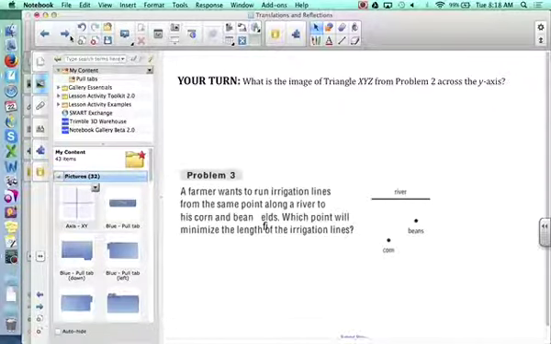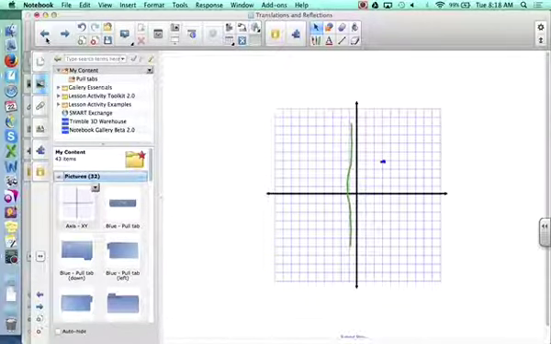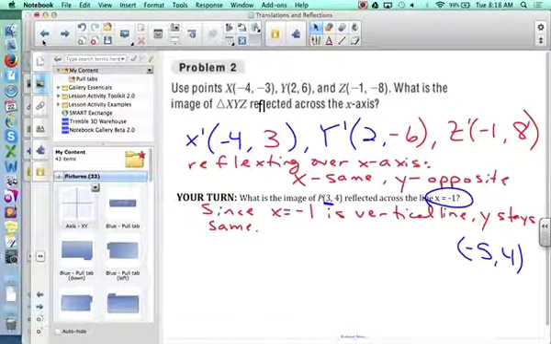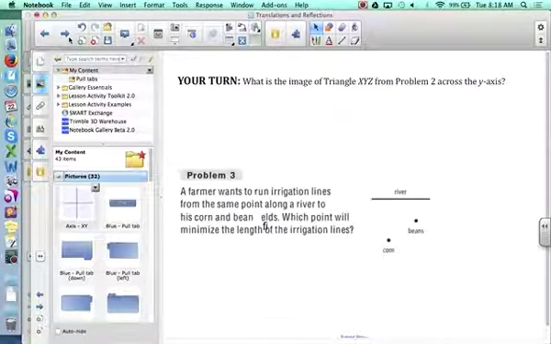And then in problem 2, we are taking that triangle and reflecting it over the y-axis. So in problem 2, you have these 3 points. Remember what we talked about. If I'm taking a point and reflecting it over the y-axis, the x is what's going to change signs, and the y is what's going to stay the same.